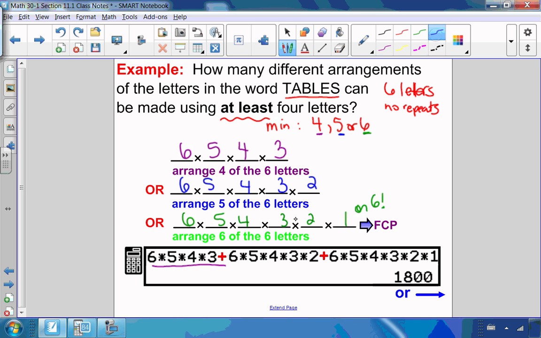I have my next case of 5 letters, and my last case of 6, which I could have also used 6 factorial. I get 1800. So let's solve the same question using permutations this time.